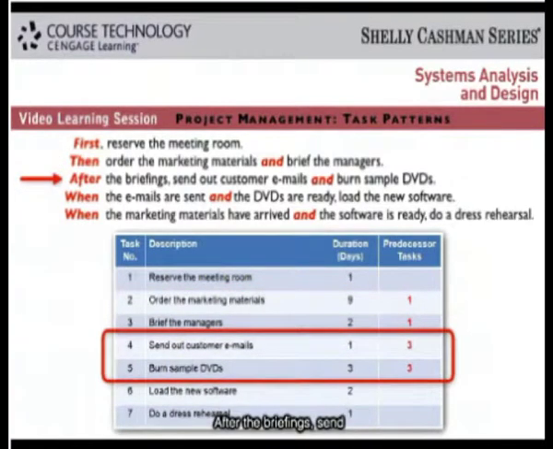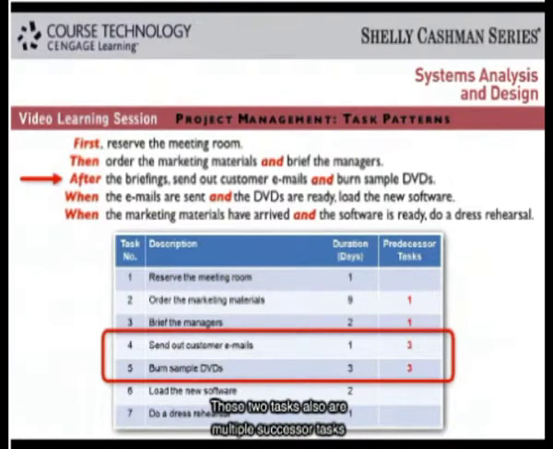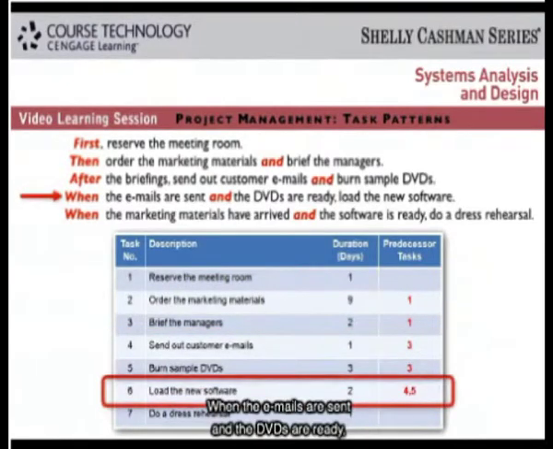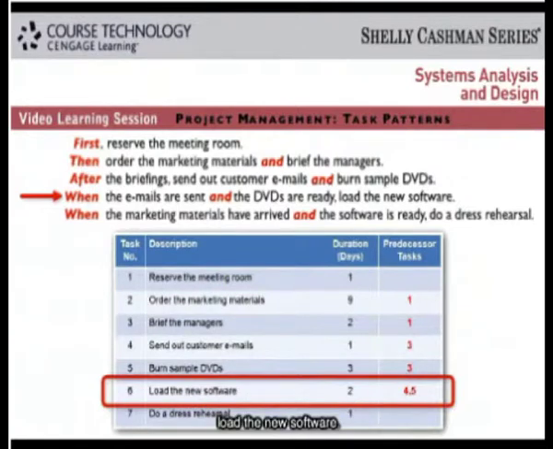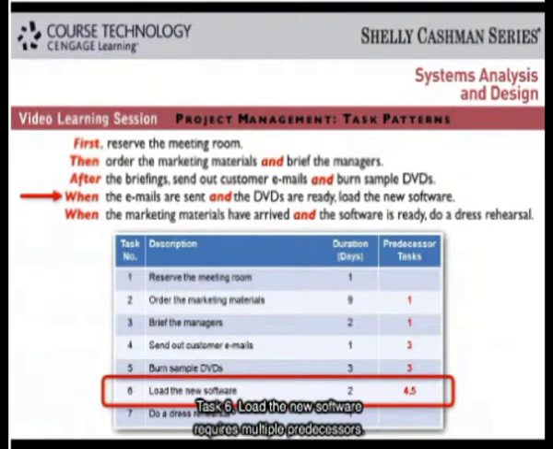After the briefings, send out customer emails and burn sample DVDs. These two tasks also are multiple successor tasks that both can start as soon as task 3 is done. When the emails are sent and the DVDs are ready, load the new software. Task 6, load the new software, requires multiple predecessors. Both Task 4 and Task 5 must be complete before Task 6 can start. Notice how the table shows both tasks as predecessors.